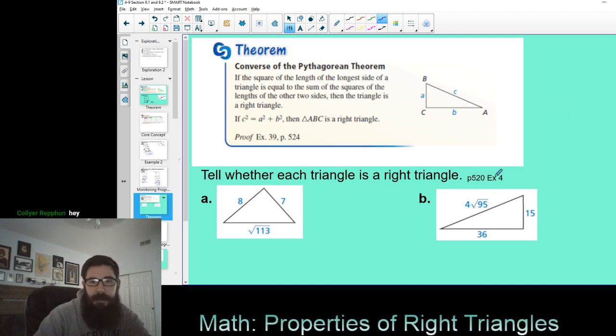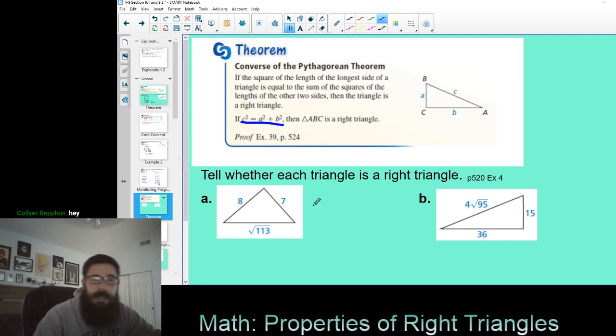Got another teal sheet right here. We're going to be looking at page 520, example 4. This is one of the toolkit ones. We can take the Pythagorean theorem and flip it around and basically test, does this equation, c squared equals a squared plus b squared, work? If so, the triangle is a right triangle.